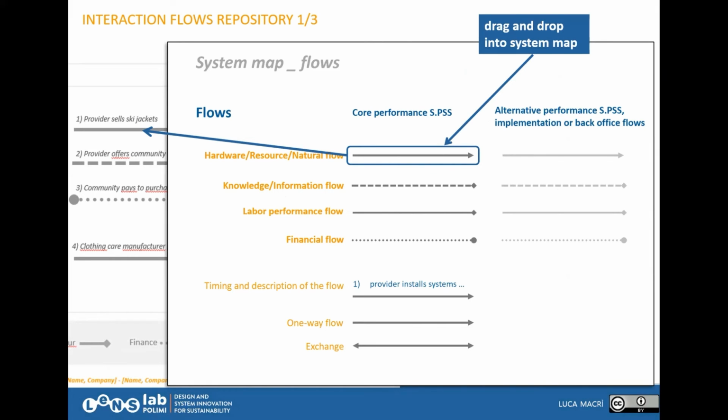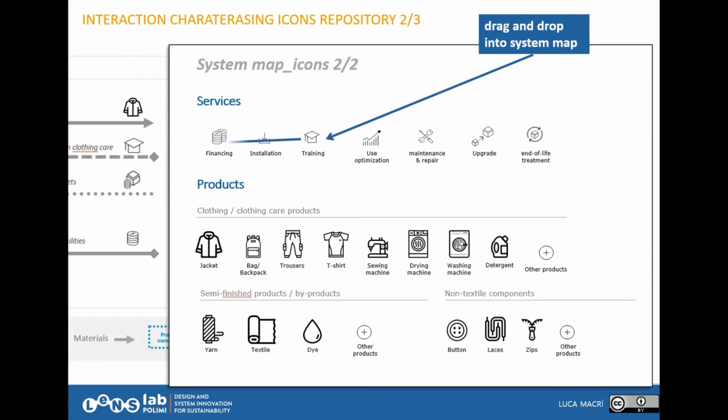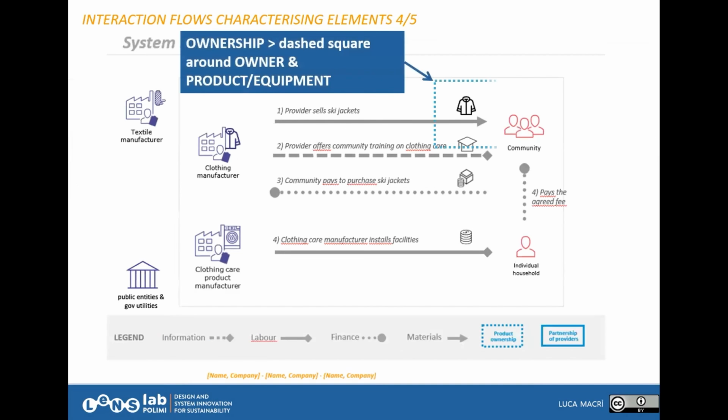The flows are again in a library, so you move them from that slide to your system app, and then you adapt them as you like. The same goes for the icons that can be over the arrows, which can also be coupled with provider icons, etc. So it's just a drag and drop from the repository slide to your system app, which is a board at the beginning of the PPT.